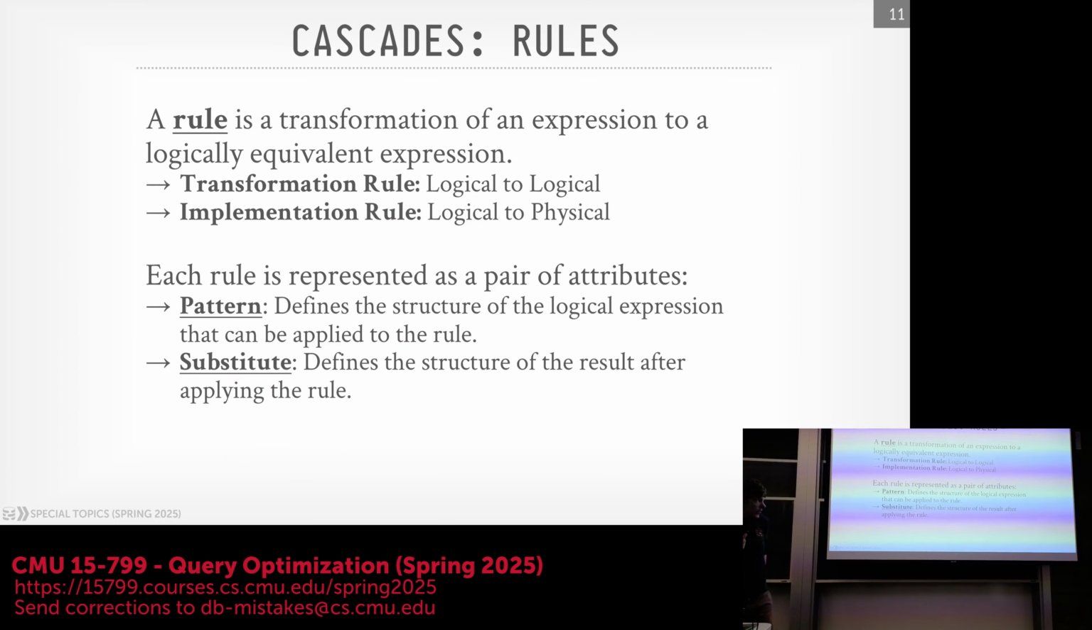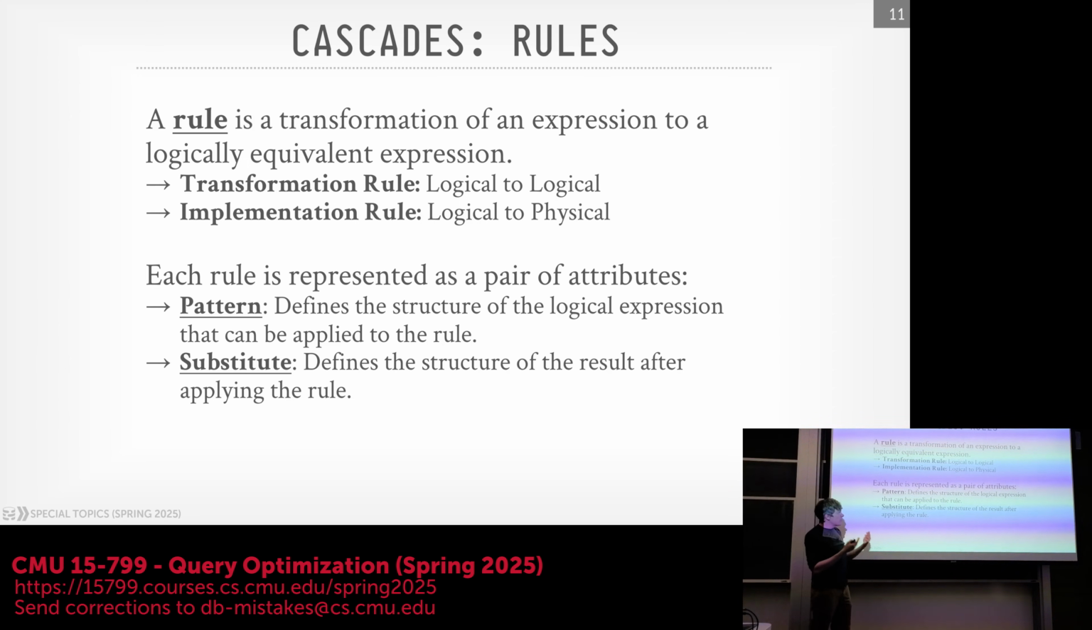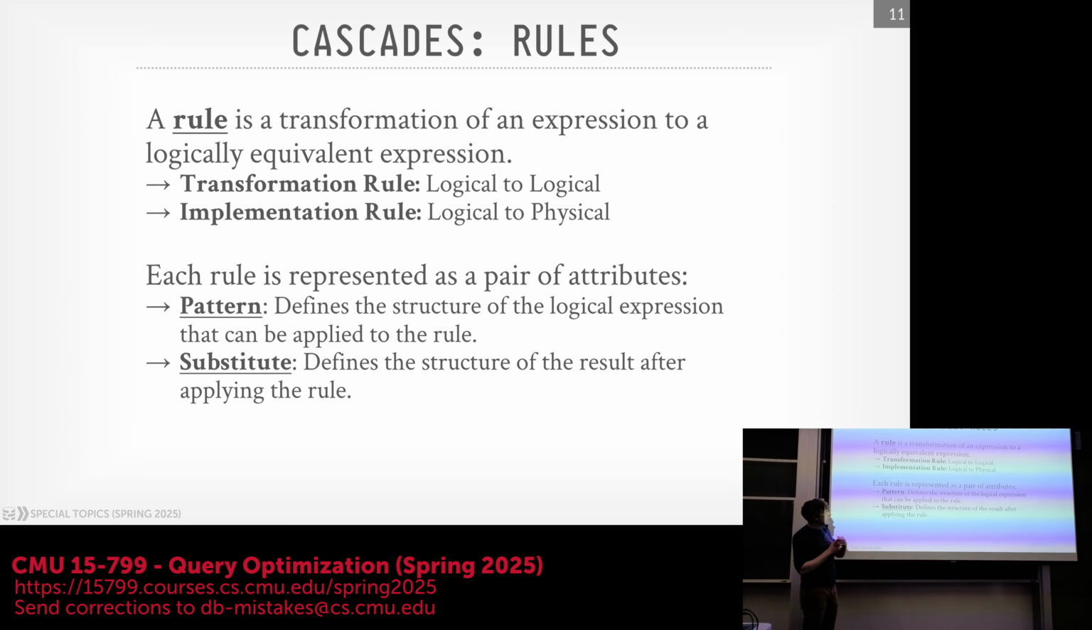So now what do our rules look like? Well, the rules are just as we saw in Volcano last class and before in other systems. We're going to have the distinction between transformation rules and implementation rules. Transformation rules go from logical to logical, so a logical expression to another logical expression. And the implementation rule goes from logical to physical. Each rule is represented by a pair of attributes.